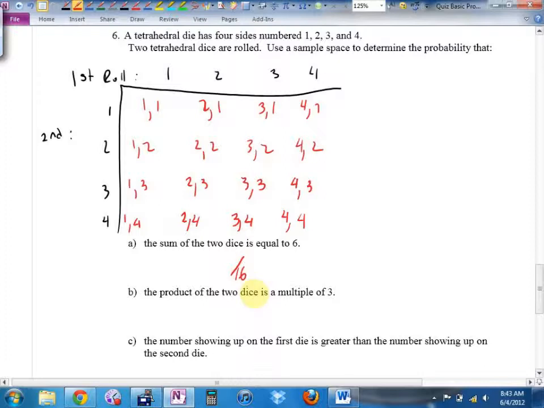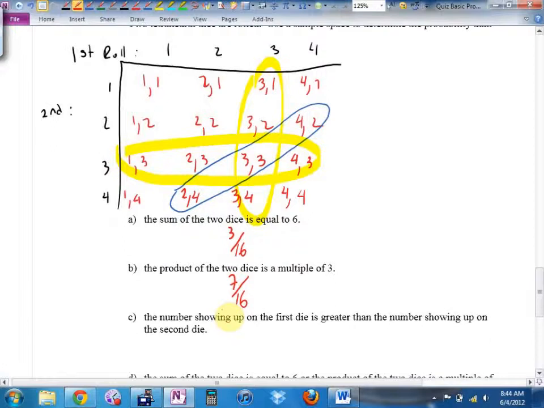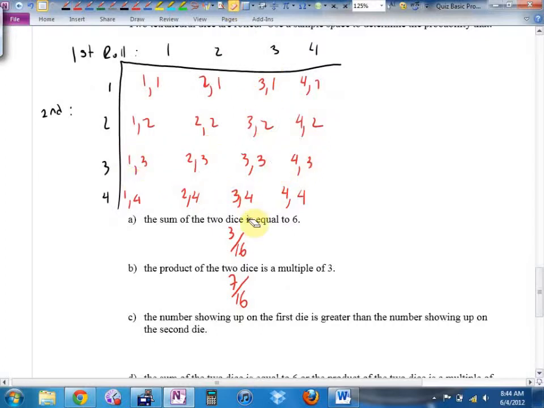Probability that the sum of the 2 dice is equal to 6. 1, 2, 3 out of 16. I see it. Right there. The product of the 2 dice is a multiple of 3. If you multiply them, oh, I guess that means 3 has to go into it. 1, 2, 3, 4, 5, 6, 7. I think it's that combined with that. 7. The number showing up on the first die is greater than the number showing up on the second die. Okay. Am I wrong?